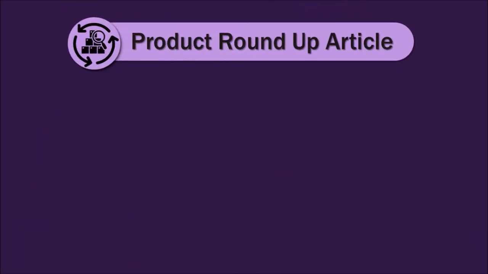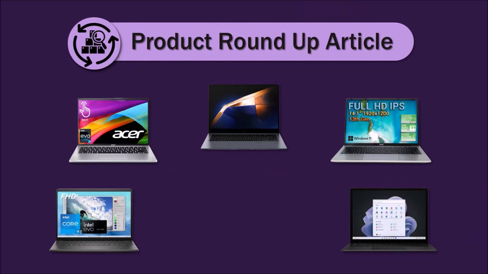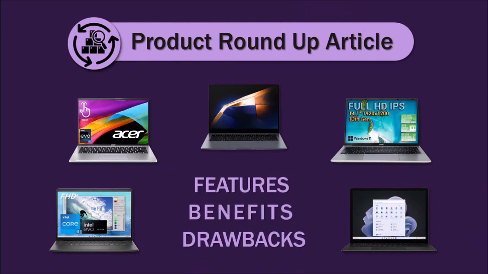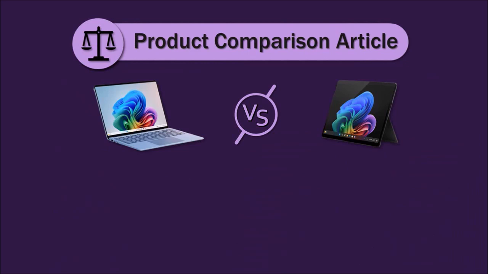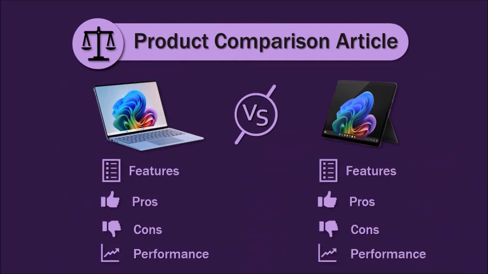In the product roundup article, you can feature a selection of up to 10 products comparing their features, benefits, and drawbacks. In the product comparison article, you can compare two similar products side by side, providing your readers with valuable insights and helping them make informed purchasing decisions.